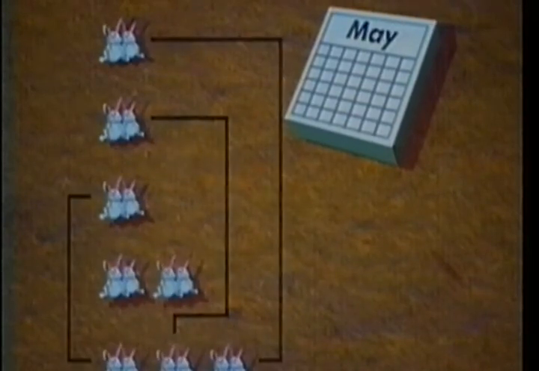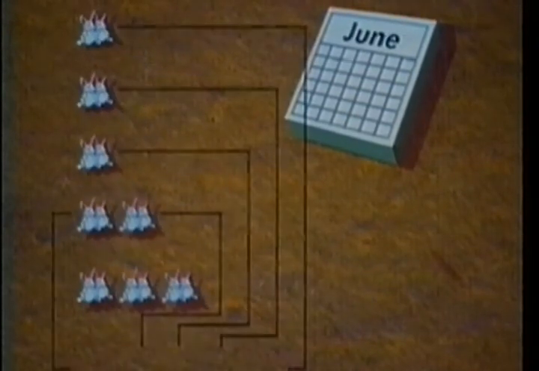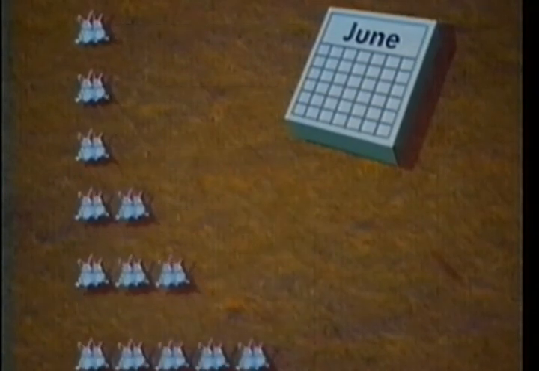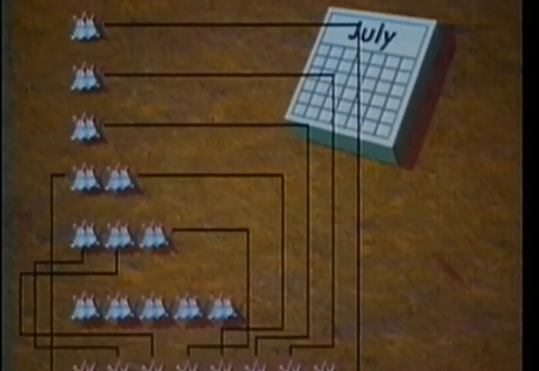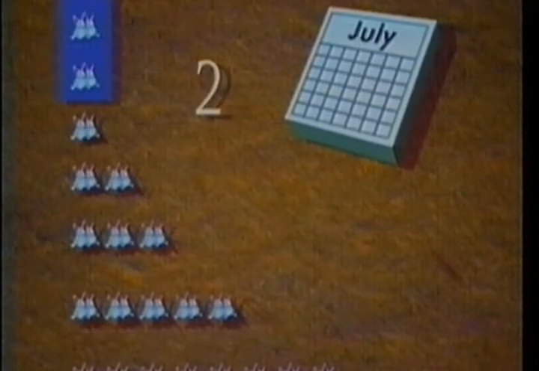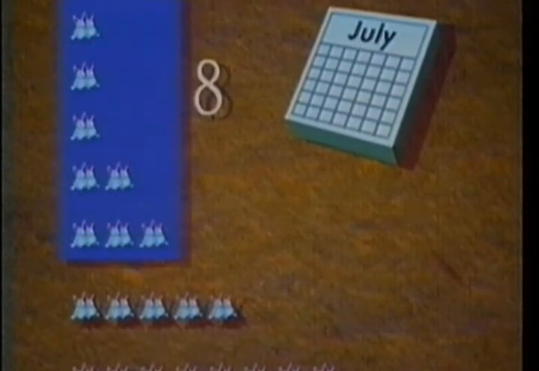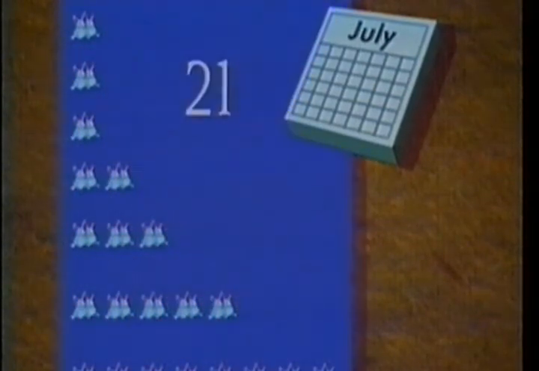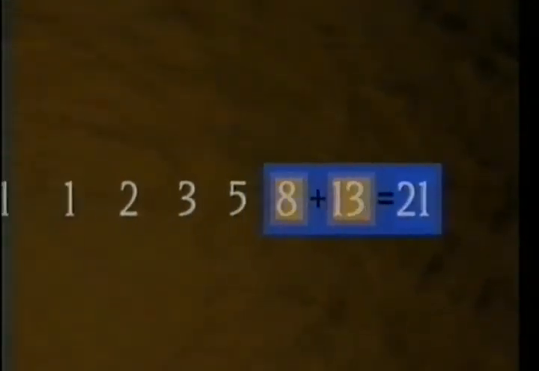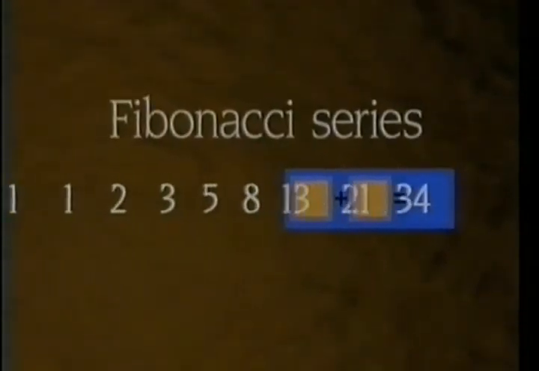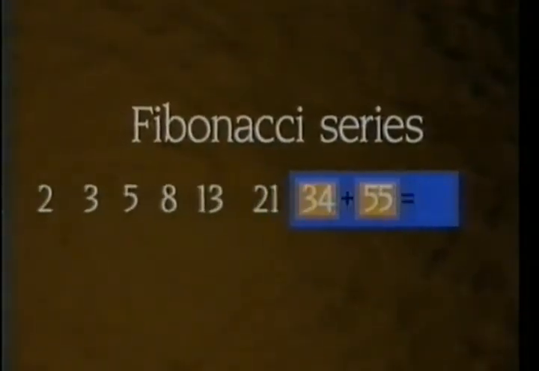As he worked towards a solution, he noticed a pattern emerging. The number of rabbit couples increased in a certain sequence each month: 1, 2, 3, 5, 8, 13, 21, and so on. Each number in this series equals the sum of the two previous numbers. 3 plus 5 equals 8, 5 plus 8 equals 13, and so on. These numbers, growing to infinity, are known as the Fibonacci series.